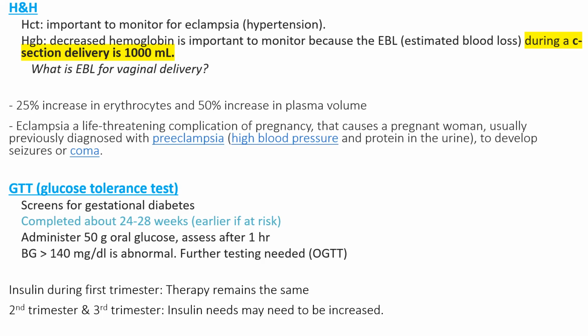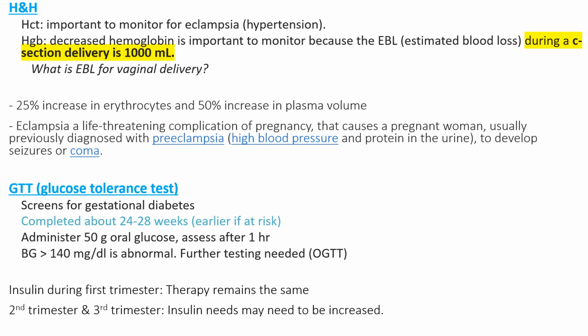And just as a definition here for you guys, eclampsia is a life-threatening complication of pregnancy. This is going to cause a pregnant woman, usually previously diagnosed with preeclampsia, high blood pressure, to develop seizures or coma. And this is really important. Personally, I think my mother was actually preeclamptic, so I was born early.